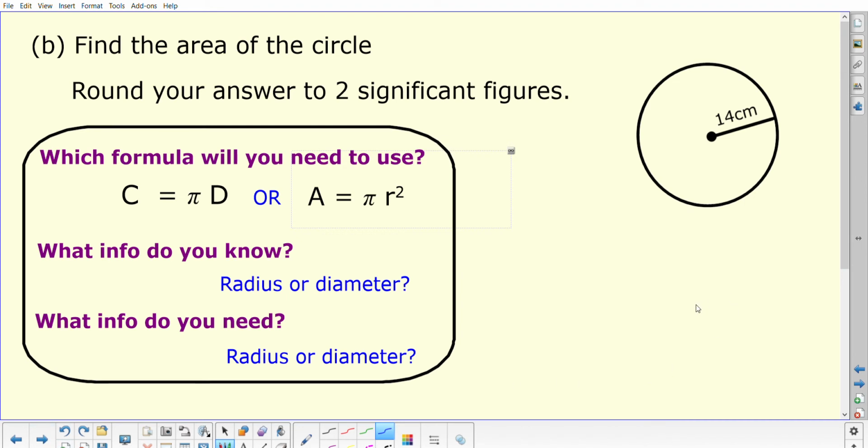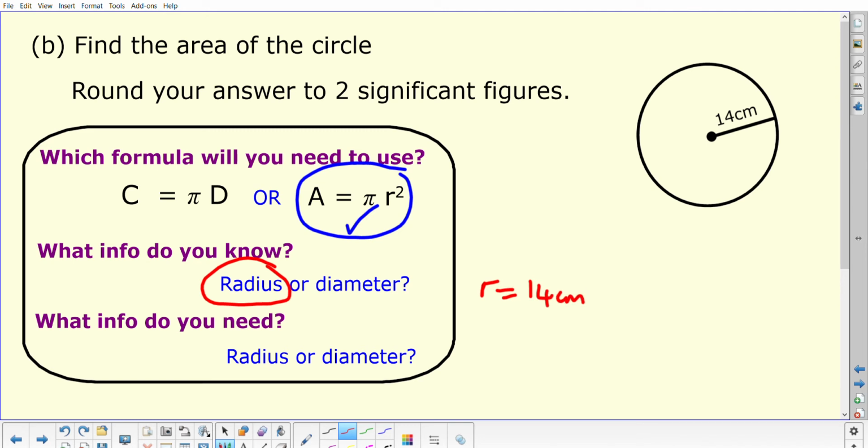Same circle again, but this time you've been asked to find the area. So the key here, if you're asked to find the area, what formula would you need to be using? So hopefully you know it's going to be this formula. You pick the right formula to use. What information do you know when you look at this circle? We've already said we know the radius. So we know the radius is 14 centimetres, and the formula we're going to be using, pi r squared, uses the radius, so we don't need to work out the diameter.